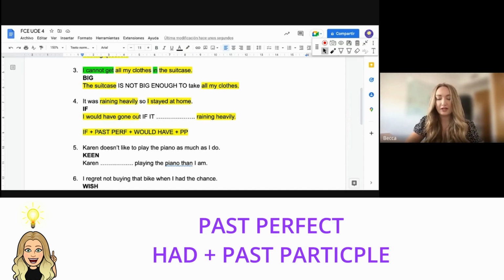So if it had not, right? I'm thinking about the opposite. So if it had not been raining heavily. Okay, let's put that back. Yeah, if it had not been raining heavily.